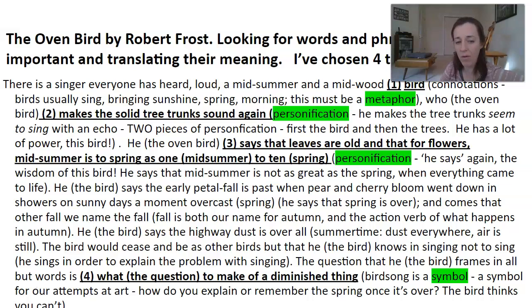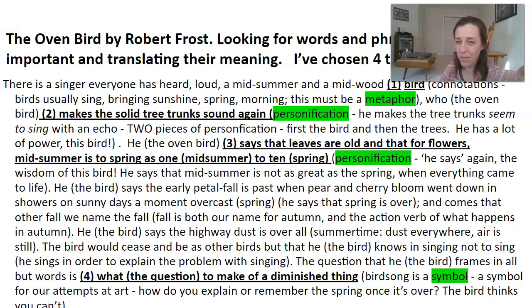Birds aren't reflecting on the past. They live in the moment. There's not a way that the bird has cognitive awareness of how months ago was different and better. It's simply responding to the environment it's currently in. So personification, because Frost is using the bird to communicate this really human piece of wisdom.